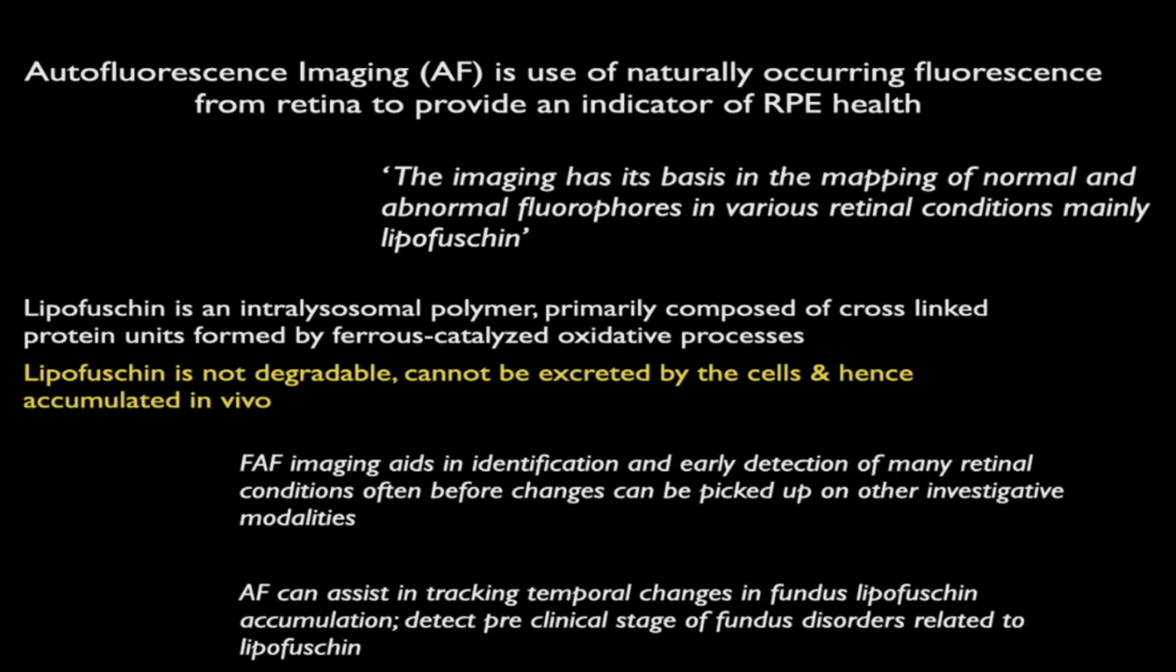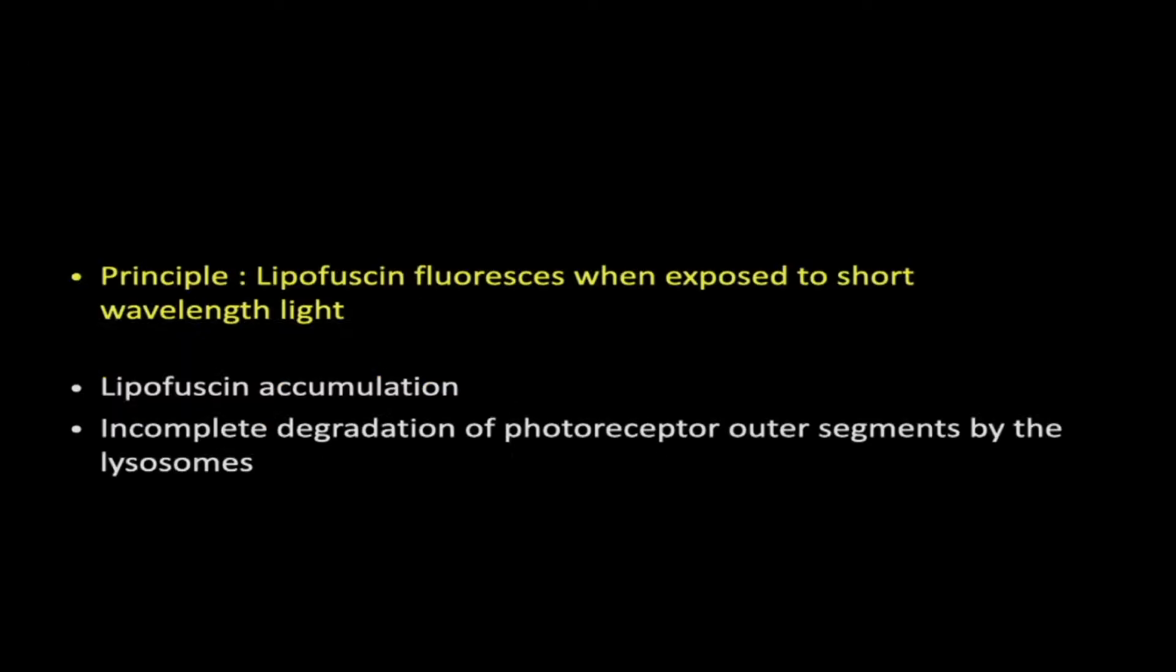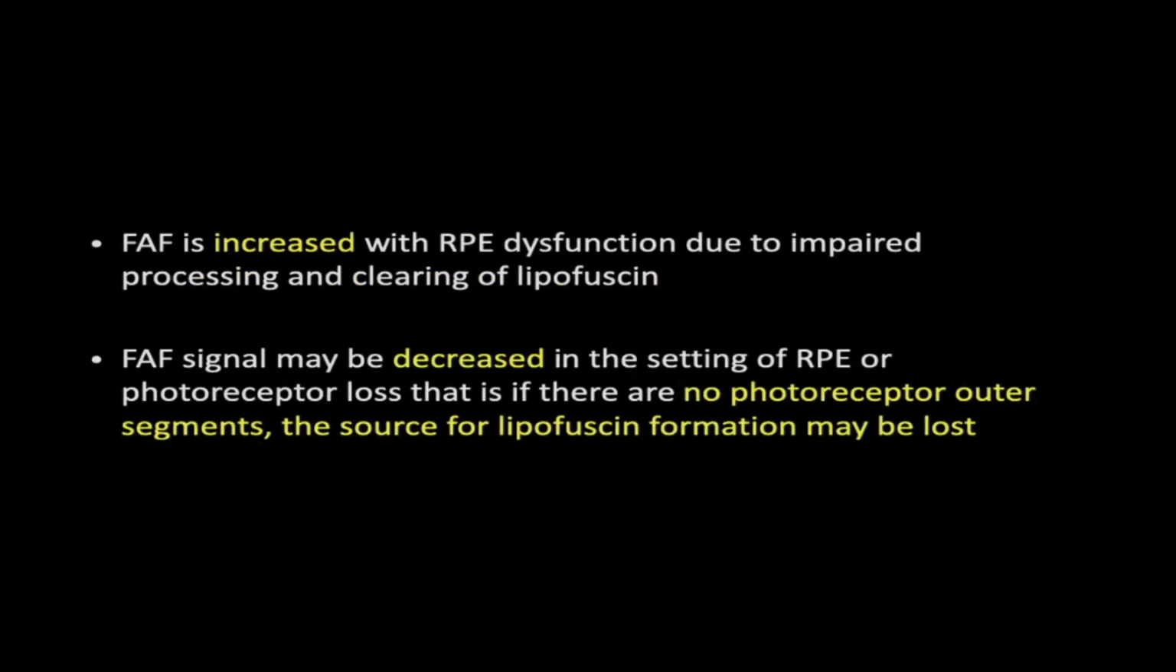Now, fundus autofluorescence helps in the identification and early detection of a retinal condition, sometimes before the changes are picked up by other modalities. And they help in the tracking of changes over a period of time due to lipofuscin accumulation. The principle is that lipofuscin fluoresces when exposed to short wavelength light. So fundus autofluorescence increases when there's RPE dysfunction due to impaired processing and clearing of lipofuscin. And the autofluorescence signal may be decreased when there's RPE or photoreceptor loss.